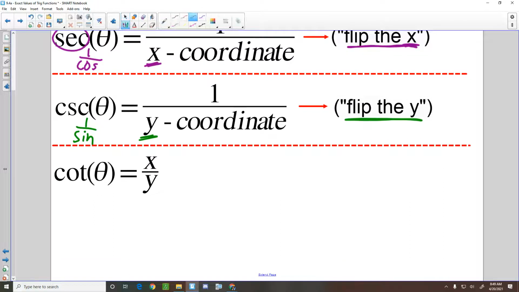And finally, cotangent. That's just the reciprocal of tangent. If tangent was y over x, cotangent is x over y. And so for tangent, we already were making a fraction of those two coordinates, the y divided by the x. For cotangent, you just take the x divided by the y. It's the exact same concept. It's just which coordinate's going in the numerator, which one's going to be in the denominator. That's the only difference between tangent and cotangent.